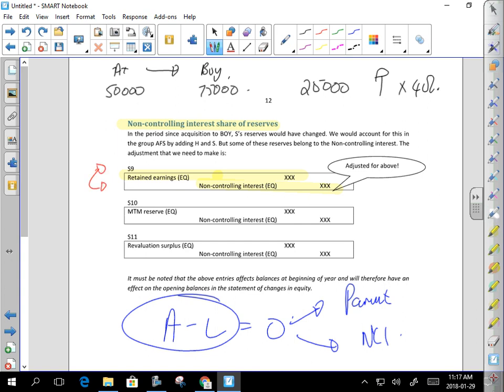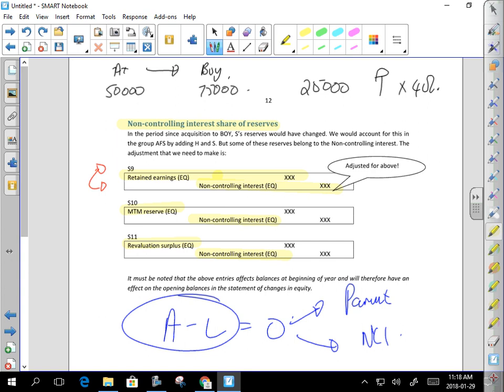Give NCI their share of the increase or decrease, not just in retained earnings, in any reserve that you might have. I've written down 3 there, the 3 most popular ones. The mark-to-market reserve that you get with financial instruments, revaluation surplus, which you get with PP&E. All right. But there are any number of OCI items which ultimately get their own reserve. And for any of those that go up or down, give NCI their share. Got it?